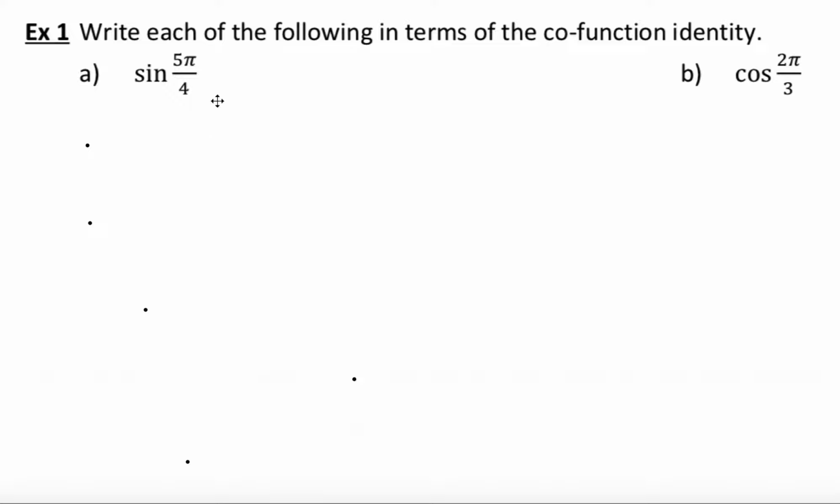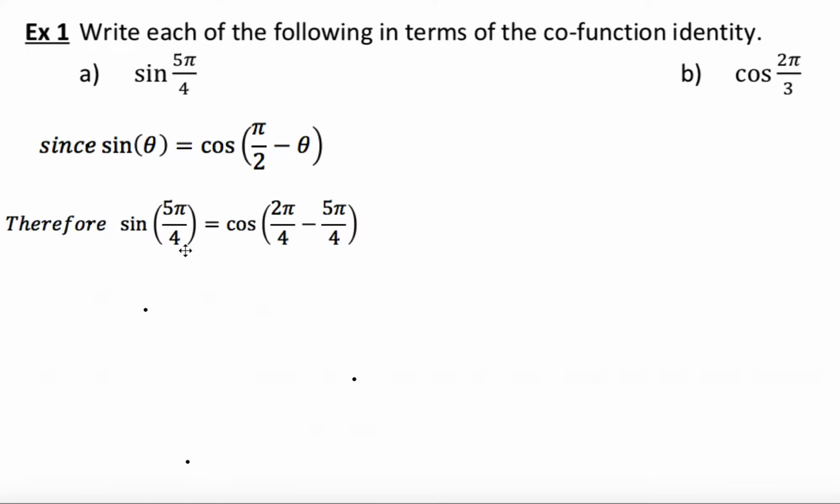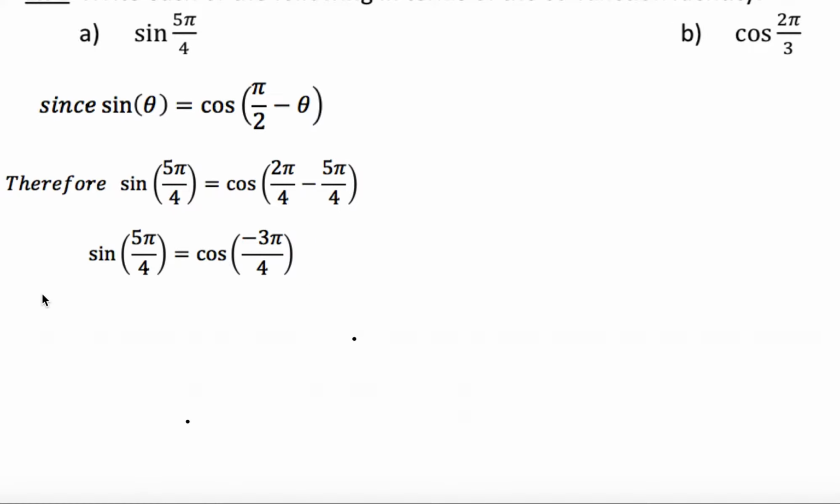Now, I'm going to show you this first example, and I'm going to do it exactly as the identity states. Write each of the following in terms of the cofunction identity. So first, we have to recognize that sine theta is equal to cos of pi by 2 minus theta. Well, that means that sine of 5 pi over 4 is equal to the cos of 2 pi over 4, I've just made this pi by 2 but relative to 4 so we have a common denominator, minus 5 pi by 4. So that's just negative 3 pi by 4.